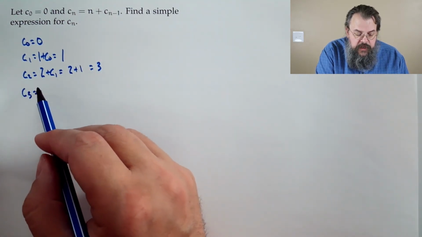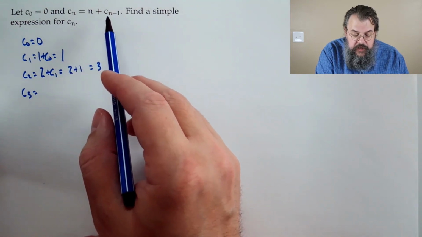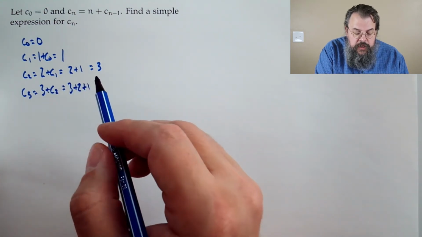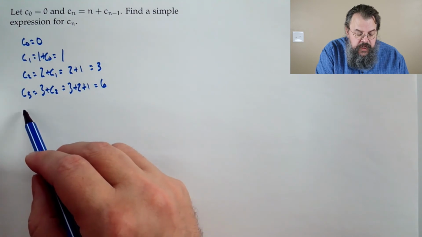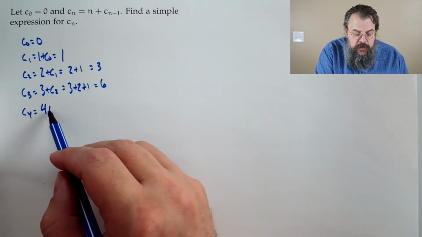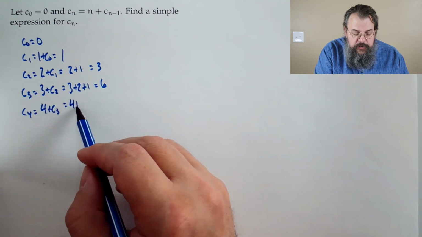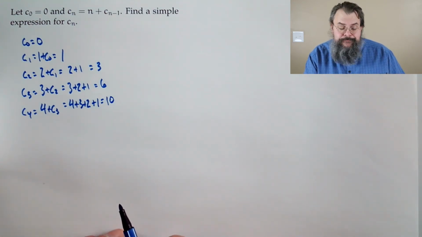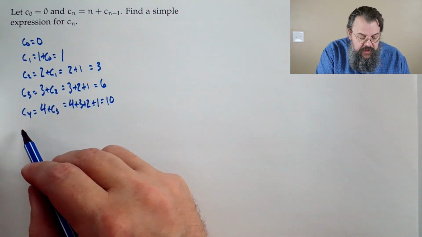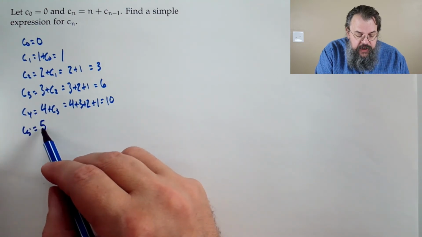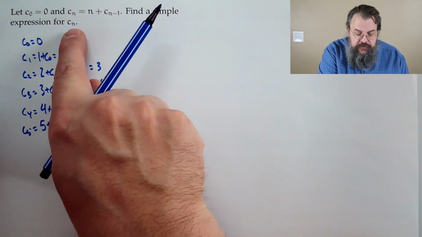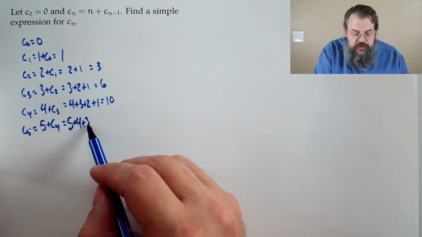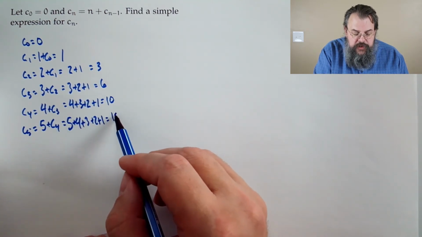All right, how about C3? Well, okay, that's n equals 3. 3 plus C2. All right, and that would be 3 plus 2 plus 1, also known as 6. C4, okay, that's 4 plus C3. That's 4 plus 3 plus 2 plus 1, also known as 10. Okay. C5, okay, that's 5 plus C4, right? Because that's n equals 5. So that's 5 plus 4 plus 3 plus 2 plus 1, 15.